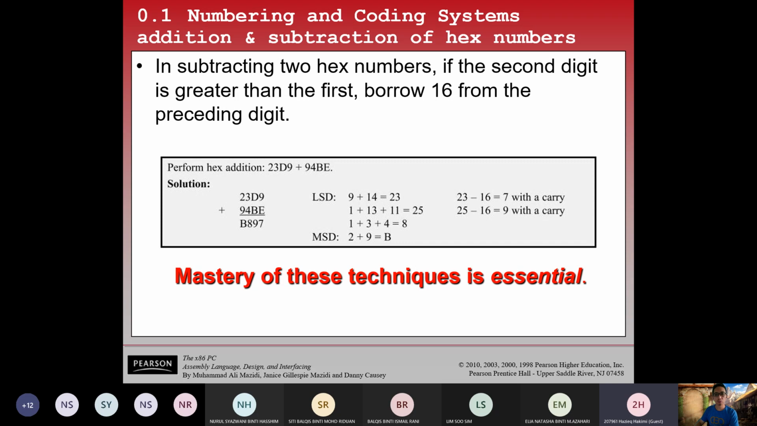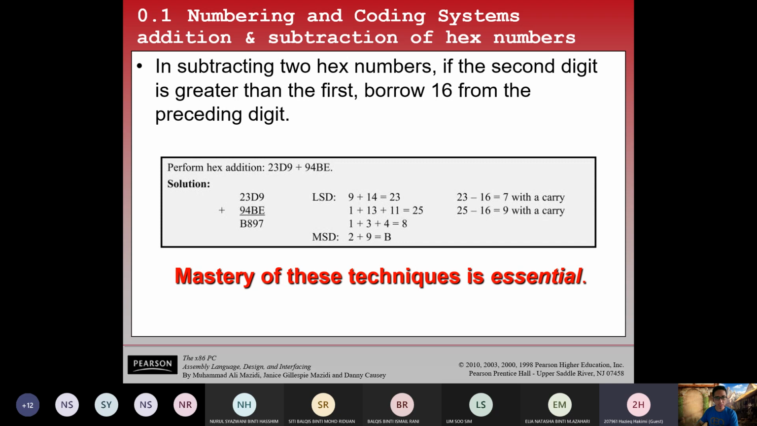Okay, you cannot subtract 7 from E, right? So you need to borrow. Okay, so 9 becomes 8, and then 7 you need to add with 16. So what is that? 23. All right, 23, you need to minus E. The E is 14. So you get 9, right?